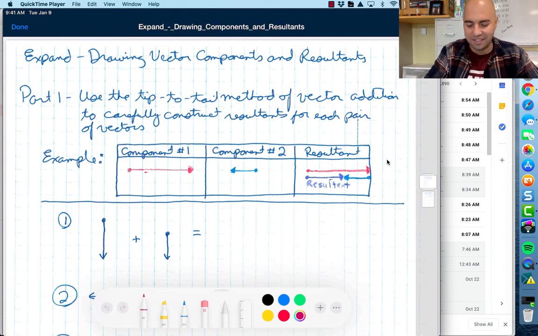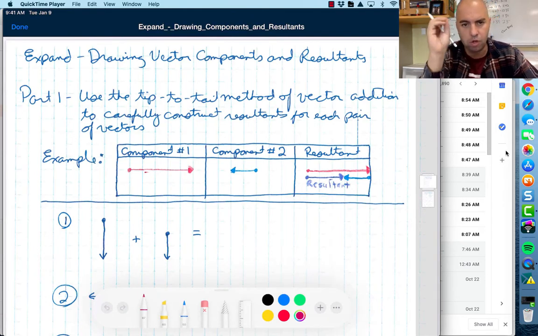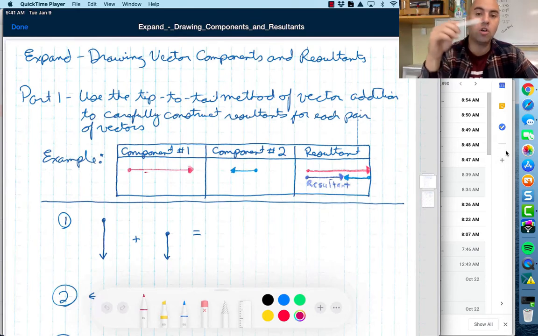Hey there, physics. Just wanted to go through the answers on this expand drawing components and resultants. It's actually pretty simple once you understand how to do it, but I just want to make sure that you all get the background. So whenever you have two vectors that are being combined, those are called the components. What's left over is called the resultant.